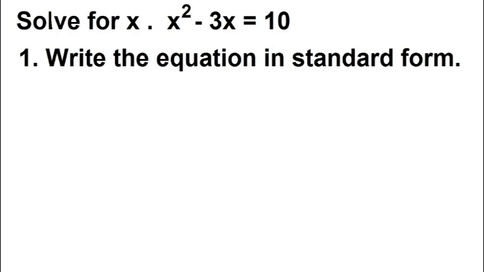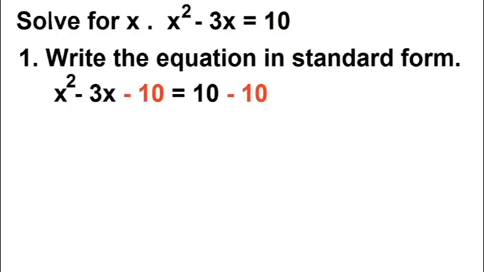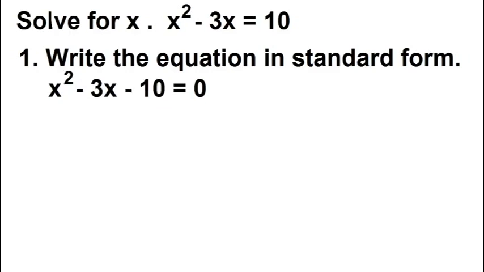To write this in standard form, make use of the subtraction property of equality. Subtract 10 from both sides of the equation. x squared minus 3x minus 10 equals 10 minus 10. So the equation in standard form is x squared minus 3x minus 10 equals 0.